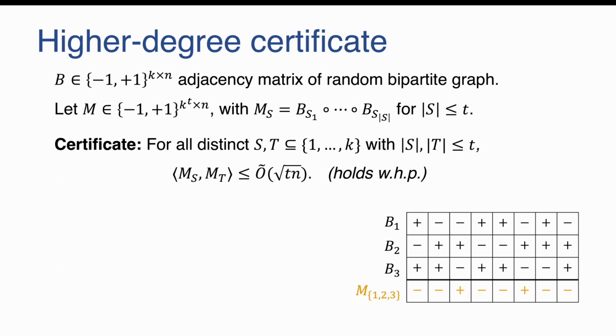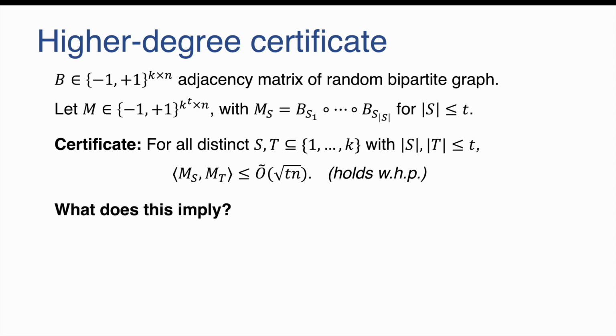And it's easy to see that for t equals 1, for example. When t equals 1, this just takes the inner product of 2 rows of B. So this ends up being exactly a sum of n random plus or minus 1 entries. So we know that this is at most root n. Okay, so what does this strange certificate imply?